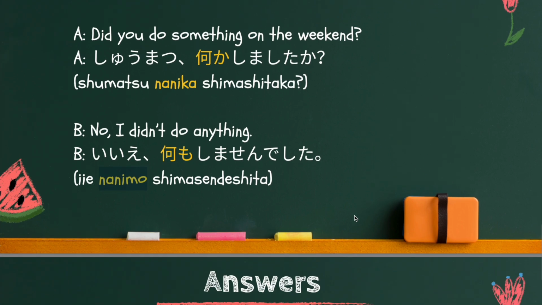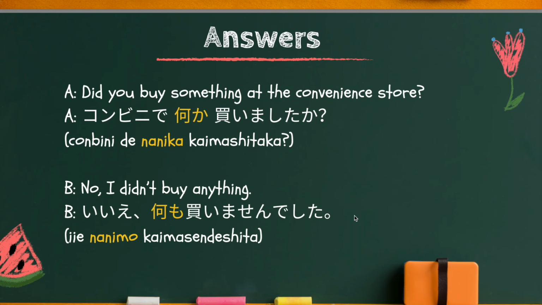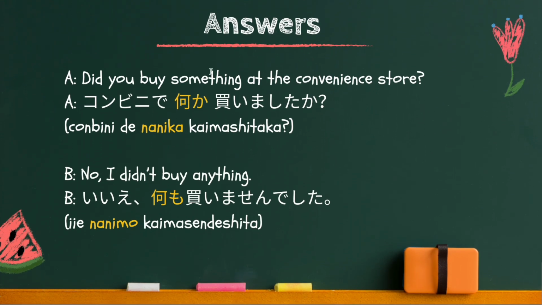Let's look at one more pair. Did you buy something or anything at the convenience store? コンビニで何か買いましたか? Something, anything in a question and positive sentence is 何か and again, no particle needed. No, I didn't buy anything. いいえ、何も買いませんでした. Anything in a negative sentence is 何も, no particle needed.